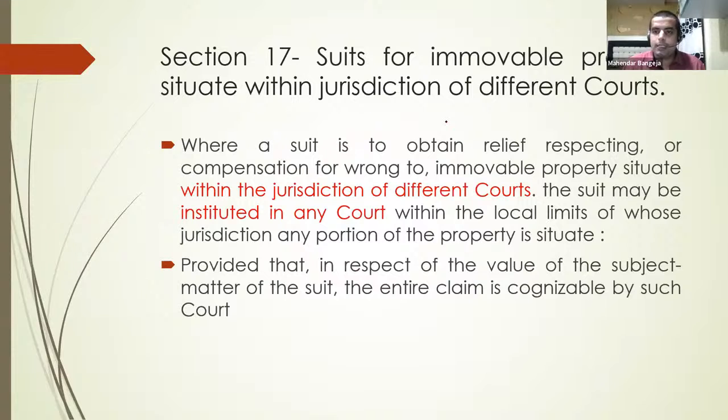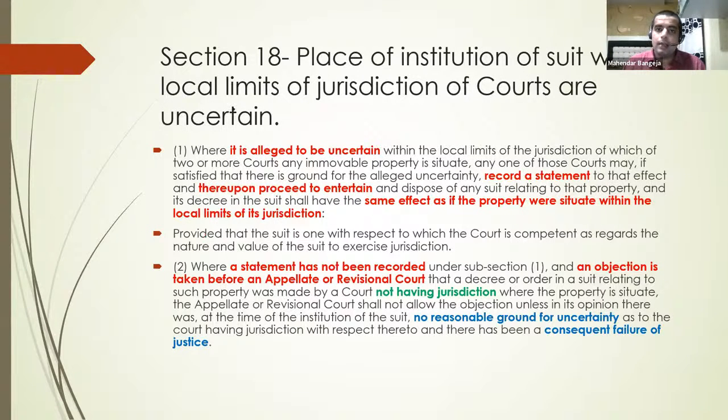Understood, sir. Clear? Yes, sir. Now, section 17. Section 17 provides that if an immovable property is situated in two different courts, तो दोनों कोर्ट के पास jurisdiction होगी. If an immovable property is situated in two courts, both the courts will have jurisdiction. And you can file a suit in any of those courts. Clear? This is basic. And now section 18. This is the most interesting part.